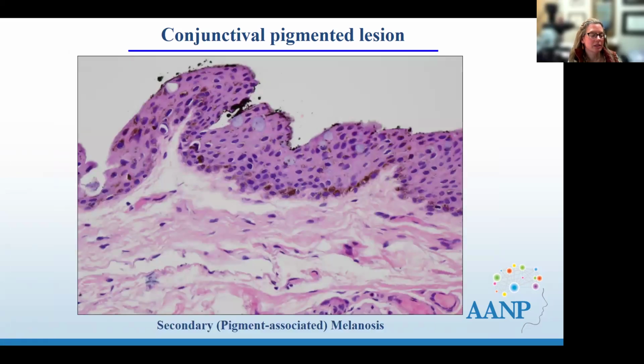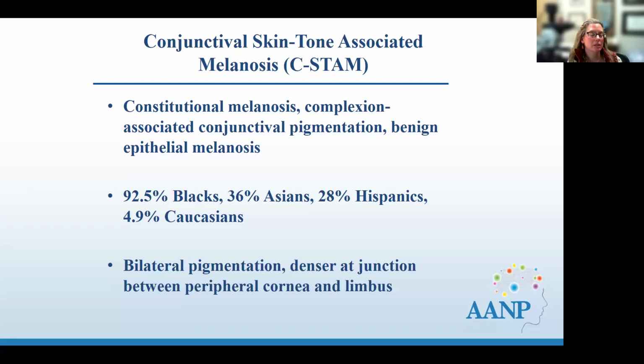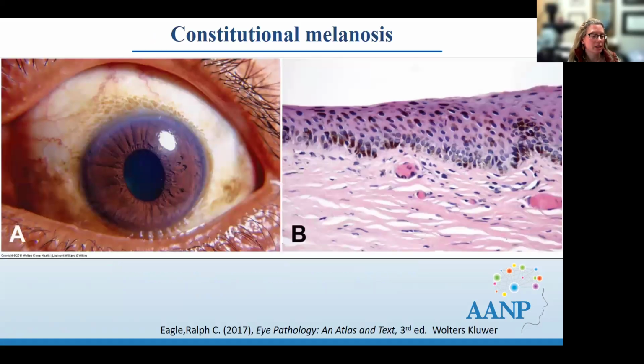So very benign. So this is pigment-associated melanosis or skin tone-associated melanosis. It has lots of different names. More common in patients that have heavier pigmentation than others, usually bilateral, denser at the junction between the peripheral cornea and the limbus. Okay, so usually dense in this area and has that very bland look. There can be some pigment incontinence where it's present within the epithelium.